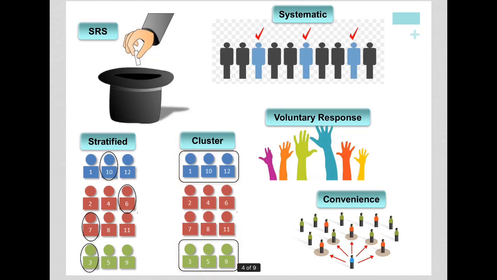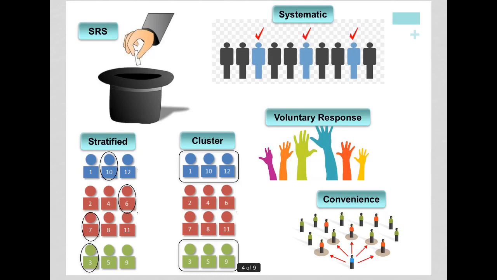So remember, that's how cluster and stratified are different. Stratified is choosing some from each, and cluster is choosing whole groups. All right, and then lastly, we have our 2 over here. Now remember, these 2 over here are the biased ones. They're the ones that researchers should not do if they want to produce good research and to make sure their research is reliable.